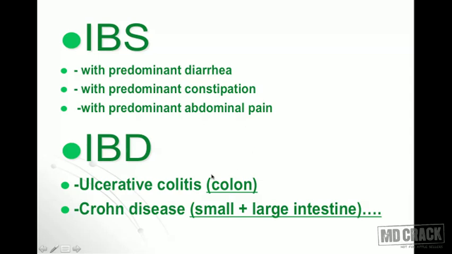In this we have two types of illnesses. One is called ulcerative colitis. Remember the word colitis, it straightaway indicates that there is predominant affection of the colon, that's the large intestine. The second disease under IBD is Crohn disease, which involves part of the small intestine as well as the large intestine. So ulcerative colitis means the large intestine, that's the colon, and Crohn disease means small and large intestine.